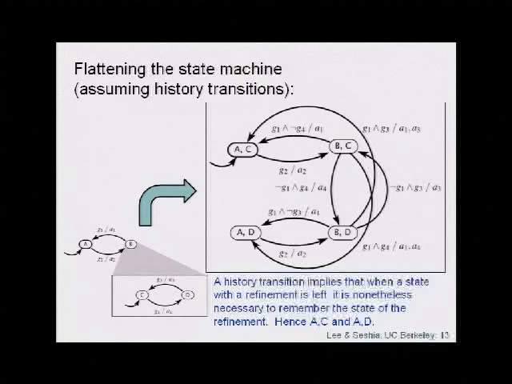I got this one. So if you're in state A, C, and then G4 becomes true, shouldn't you go to state AD? No, because the refinement of state B is not running. It's not executing, and therefore even if guard G4 became true, yeah.